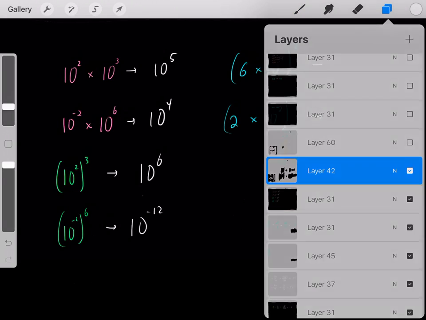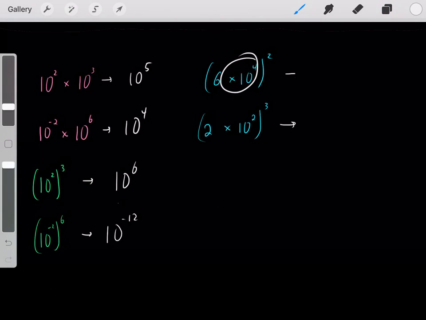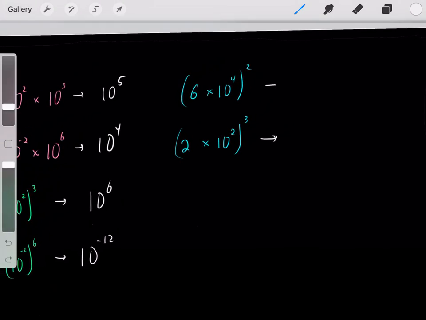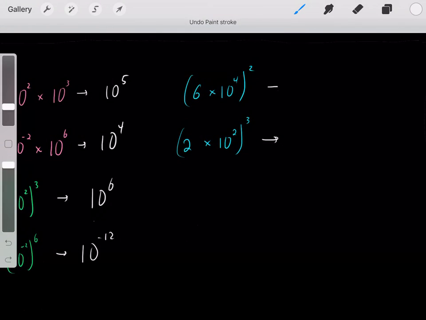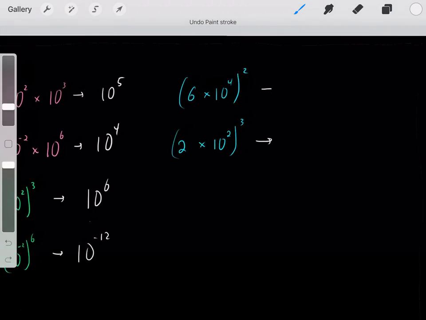Something else important to know is when we have some kind of expression to a power, when you take that power, you need to essentially pass that power on to each part of the expression.